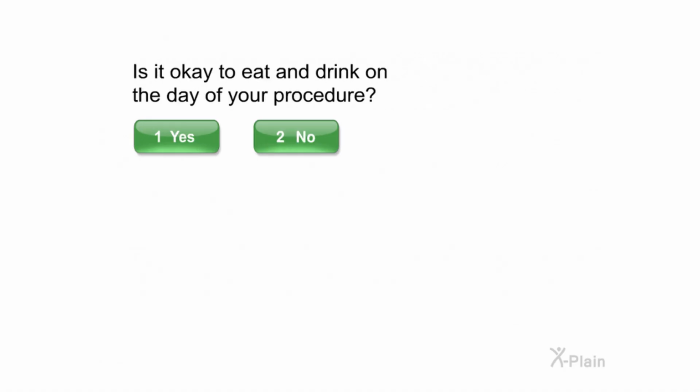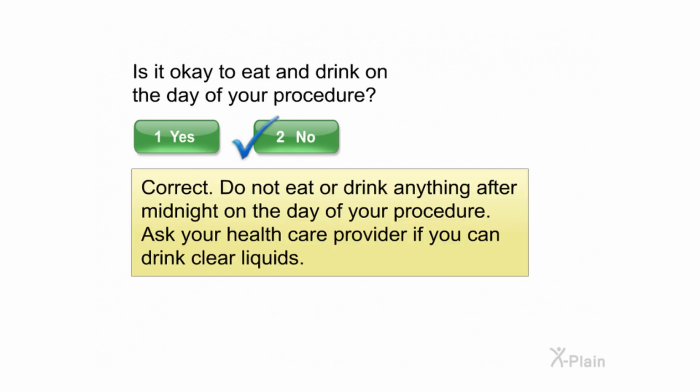Is it okay to eat and drink on the day of your procedure? Select yes or no. Correct. Do not eat or drink anything after midnight on the day of your procedure. Ask your healthcare provider if you can drink clear liquids.